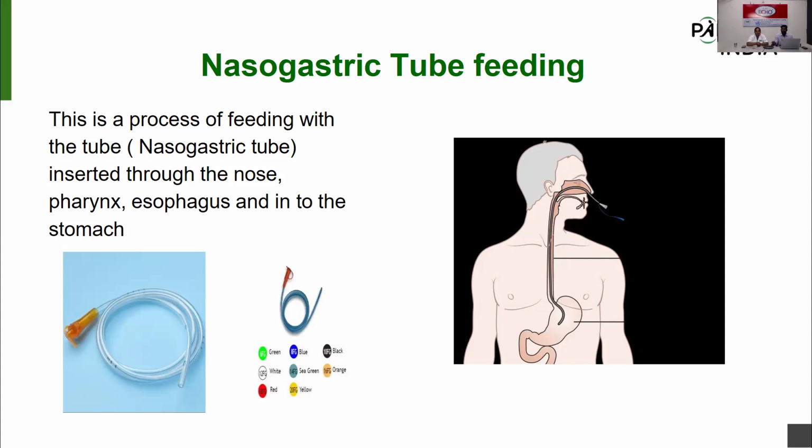In the process of feeding, the tube should be inserted through the nose to the pharynx and to the esophagus into the stomach. Right, so there are different colors also as per the size, right? Green, blue, black, white, orange, red, yellow, sea green and all.